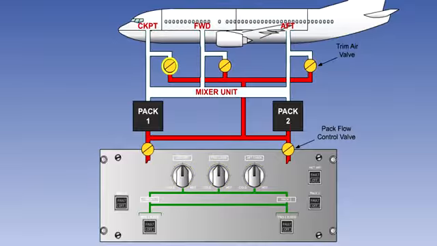The trim valve for the zone requiring the coolest air will be closed. The hot air pressure regulating valve modulates to control the pressure of the trim air. If required, this valve can be closed by a switch on the control panel.